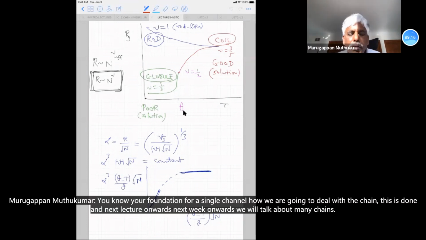So this finishes a foundation for a single chain. How we are going to deal with a single chain. This is done. And next lecture onwards, next week onwards, we'll talk about many chains.